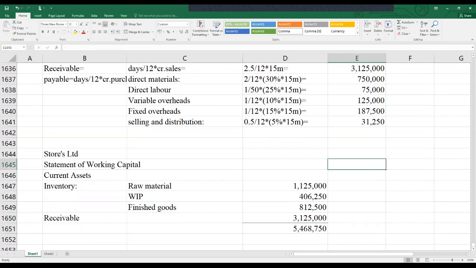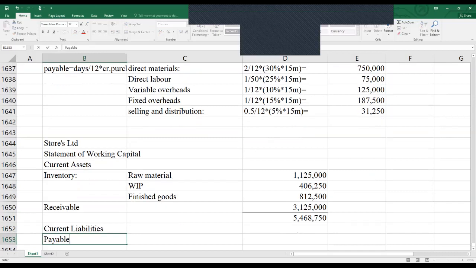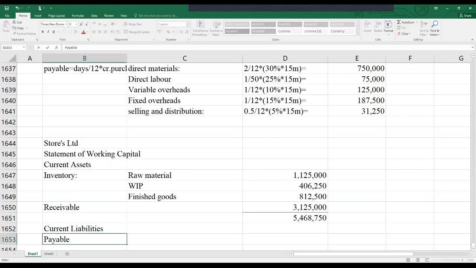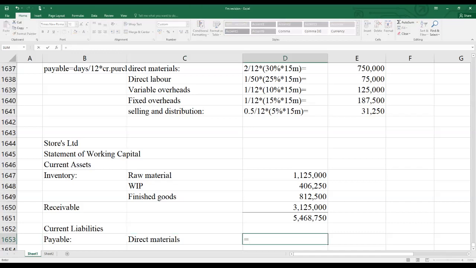Then we less payables, current liabilities. We have payables, and the payables here are distinct. We have suppliers for direct material. So I simply go to the workings and subtract, because it's negative. It's a payable, part of current liability, not a cash outflow.